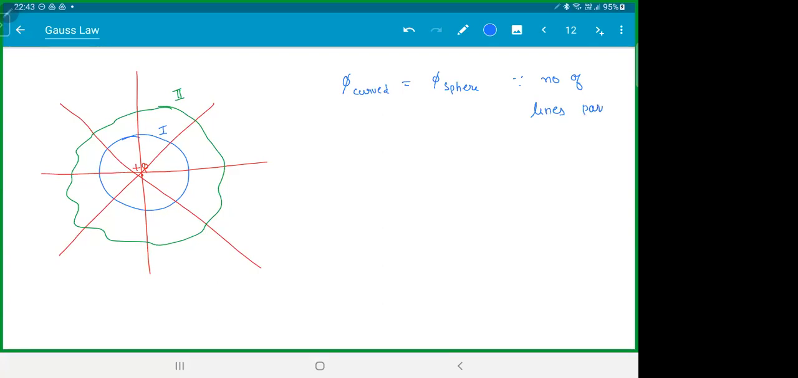And we proved for a sphere, flux is q by epsilon. Therefore, flux for any closed surface, doesn't matter which shape you take, is the charge inside by epsilon. Is that making sense?